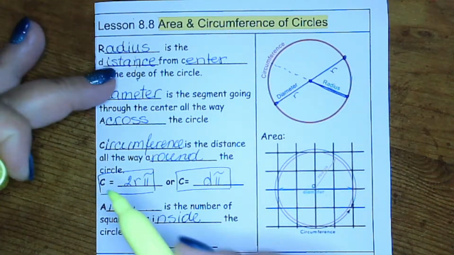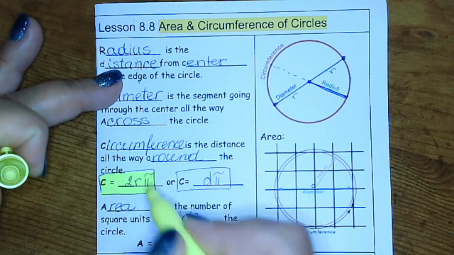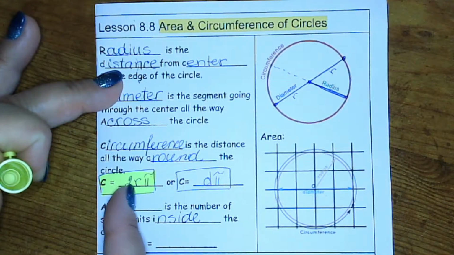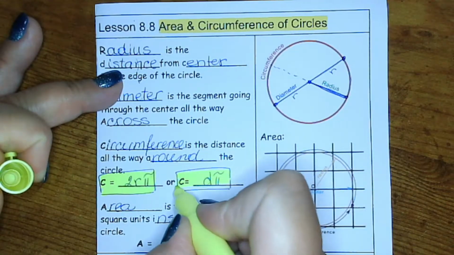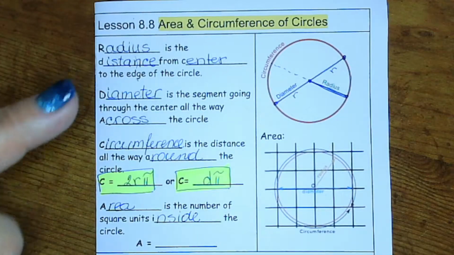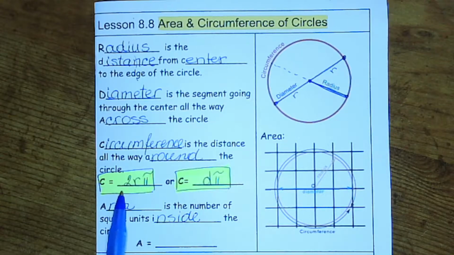So to find the circumference, we have 2 times radius times pi. Since 2 times radius is diameter, that formula can be written as just diameter times pi. I like to use only one formula instead of remembering 2, so I prefer this one, 2 times radius times pi, 2r pi.